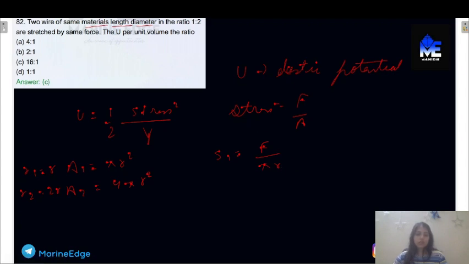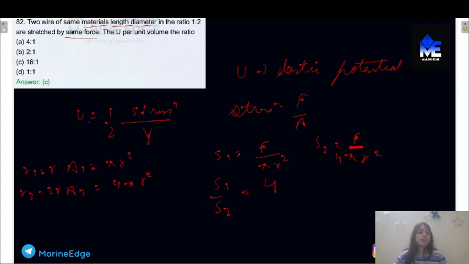Okay. So S1 is F upon pi r square and S2 will be equal to F upon 4 pi r square. It is also given that the force applied on both the objects is the same. Correct? Now, what do we get for the ratio of stress? S1 upon S2 will be equal to how much? If we take the ratio of these two, we'll get the value 4.